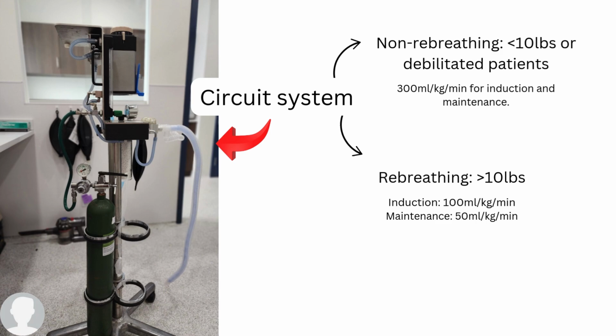Now we're going to talk about the circuit system. To select the circuit, you must look at your patient's weight and physical condition. A patient that is debilitated or is less than 10 pounds will use a non-rebreathing system, but a patient that is over 10 pounds will use a rebreathing system. You will have to calculate the amount of oxygen delivered to the patient. If you're using a rebreathing circuit, you will calculate for induction 100 ml per kg per minute and then decrease to 50 ml per kg per minute for maintenance.